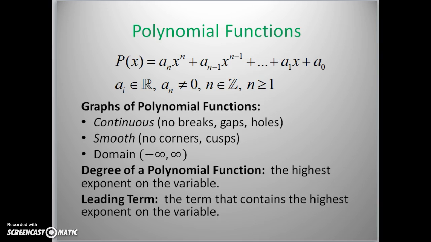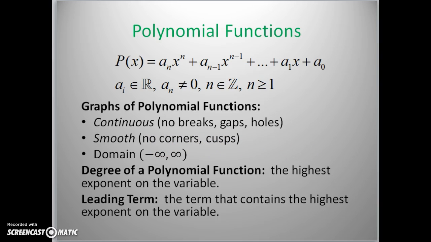Now, if we graph these polynomial functions, we have the following characteristics. These graphs are what we call continuous, which right now for us means that it has no breaks, no gaps, or no holes. There's a calculus definition for continuous, but we're not quite up to that level yet. We also consider these graphs to be smooth.